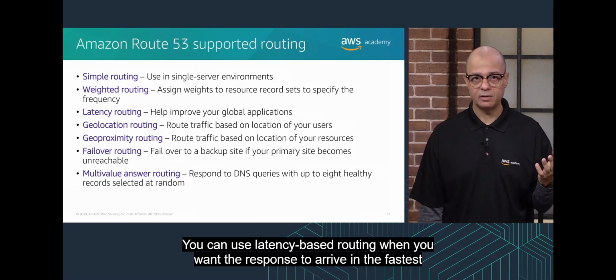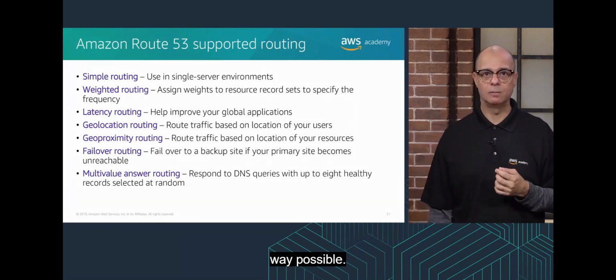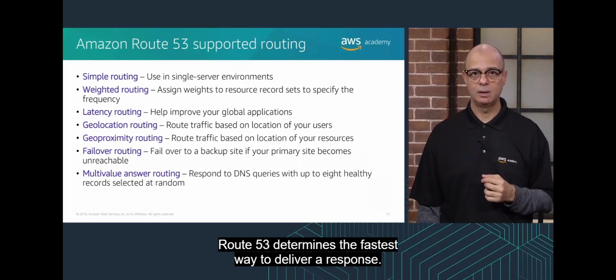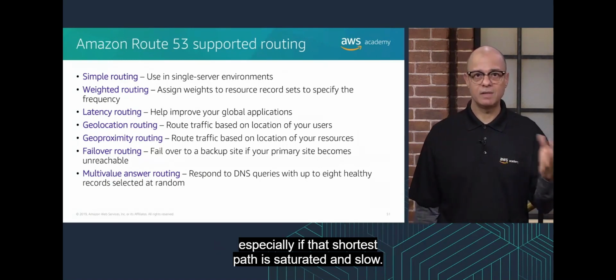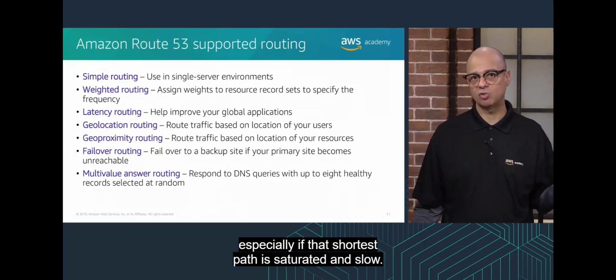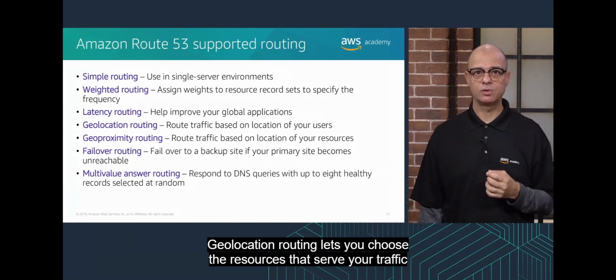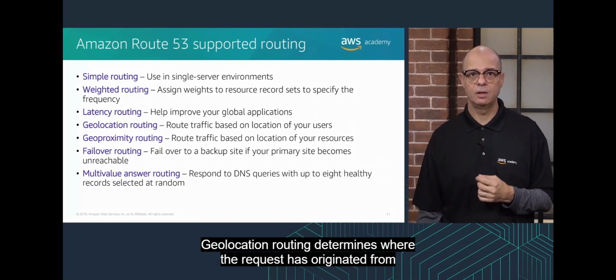You can use latency-based routing when you want the response to arrive in the fastest way possible. Route 53 determines the fastest way to deliver a response. This does not always mean that the shortest path will be used, especially if that shortest path is saturated and slow.